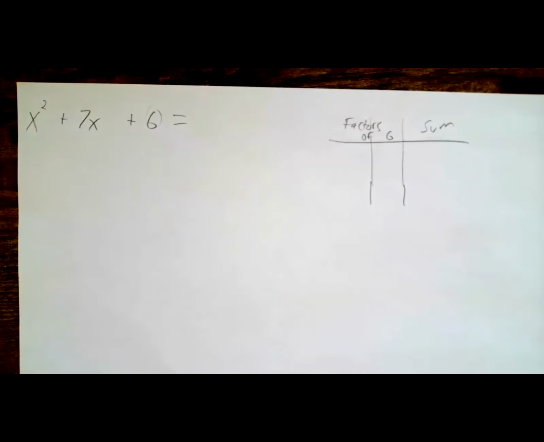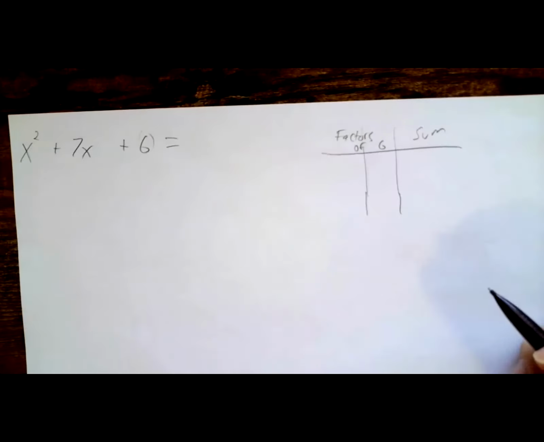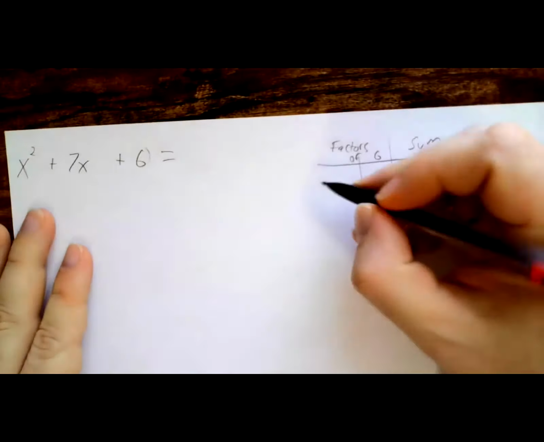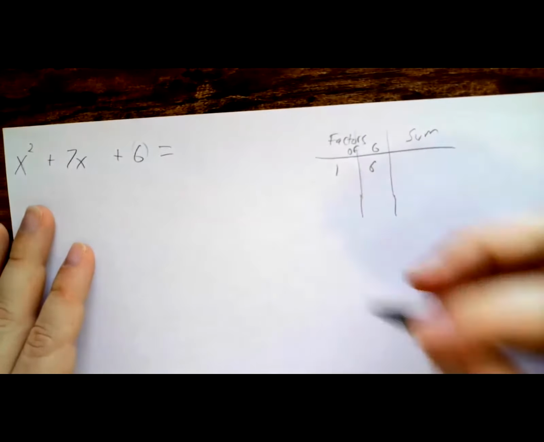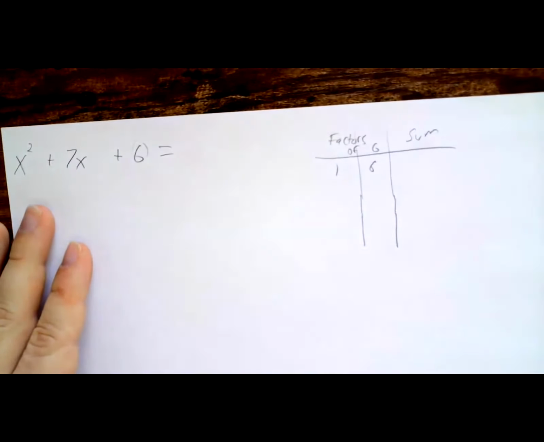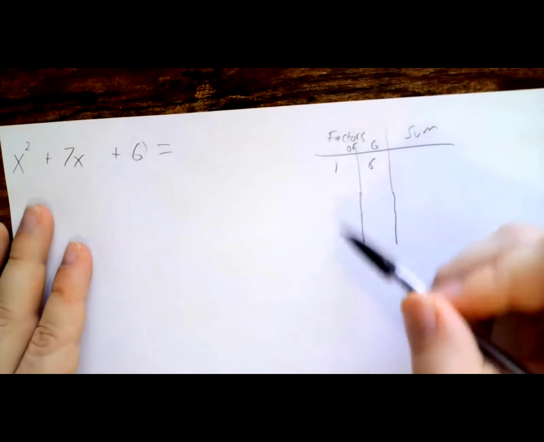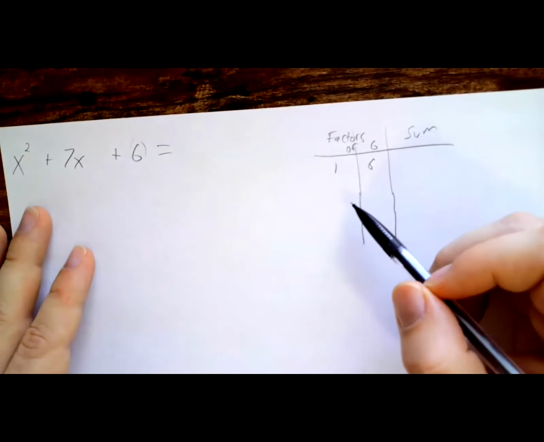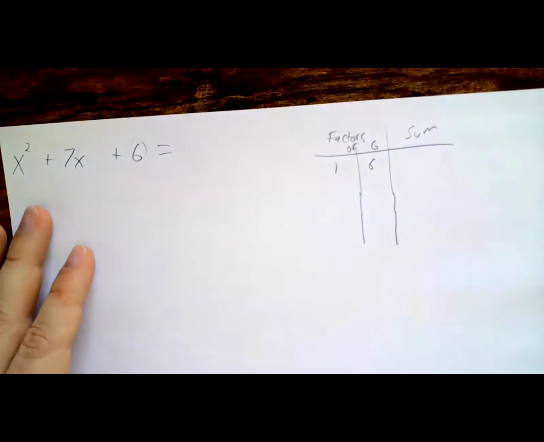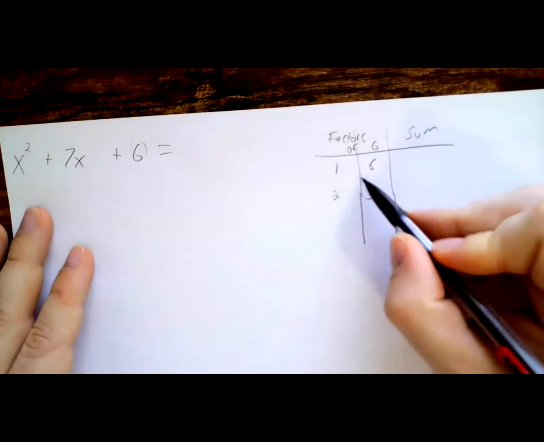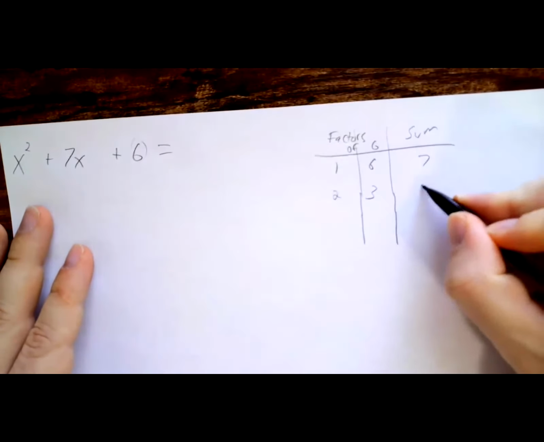Okay, after giving you some time to think. What are those factors of 6? Well, I could take 1 times 6, just sort of starting from 1 and then going up. When I say factors of 6, I'm looking for the whole numbers that multiply out to 6. And then there's also 2 and 3. And 1 and 6 add up to 7, and 2 and 3 add up to 5.